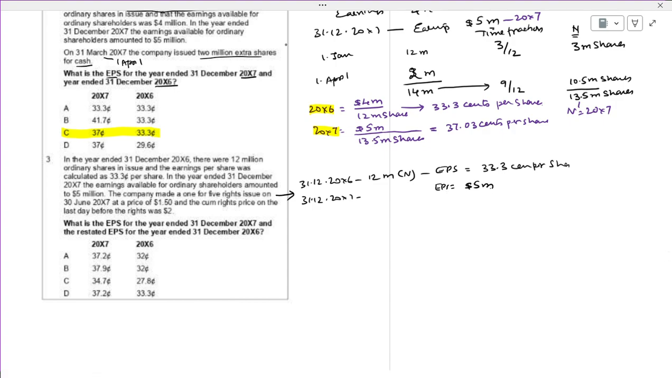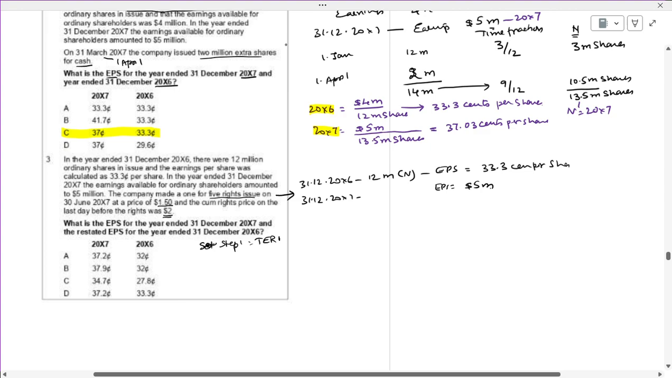The company has a 1-for-5 rights issue. All four steps have to be done very, very shortly, not in detail. What is the exercise price? The exercise price is 1.5 and the market value is 2. Now, step 1. I am doing a very, very shortcut. Step 1: theoretical ex-rights price.